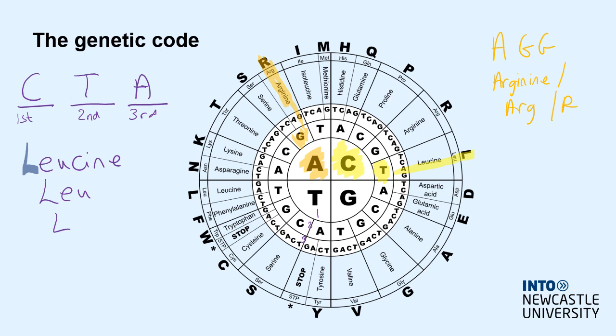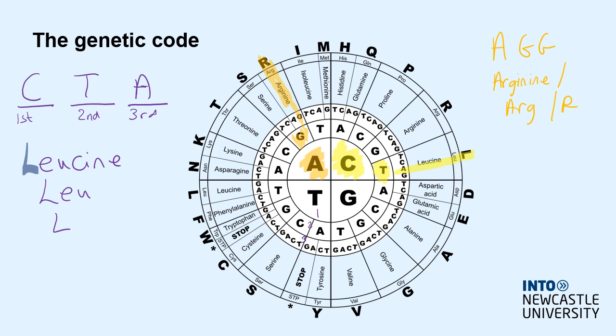This code is universal. So this means that you can use this codon table if you've extracted some DNA from a woolly mammoth found in the permafrost of Siberia. You can use this code to read off the protein sequence of that woolly mammoth. It's mostly universal. There are always exceptions in biology that make it more fun. There are some exceptions to things like the stop codons, which we'll come on to in just a minute.